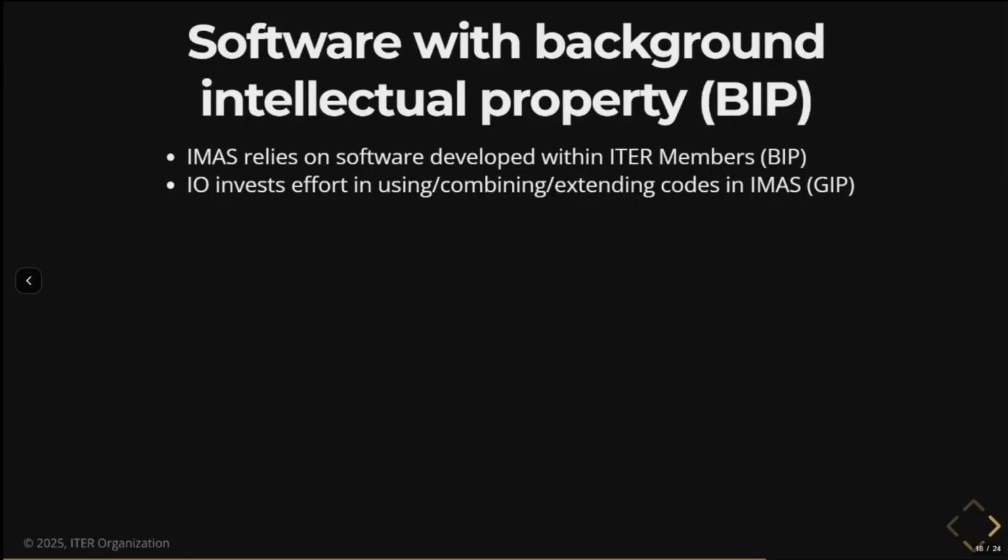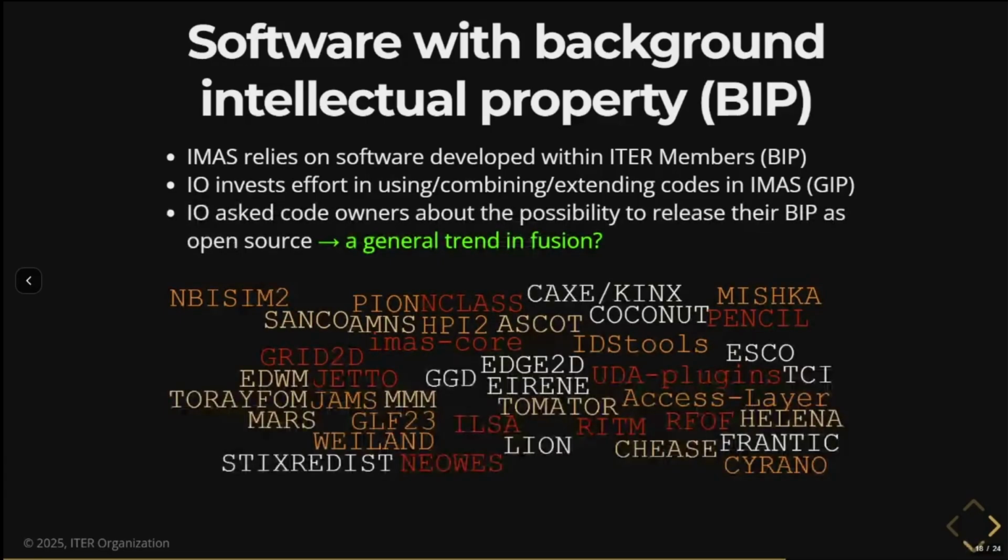So when and if we want to release this software as an integrated part of an open IMAS, then we need to have the owners of this software releasing their background IP also open source. And so for that, ITER organization starts sending requests to these code owners, labs, institutes, to ask if it's possible to release the background IP open source. And we hope that some of these will be straightforward, will get authorization, and that's going to generate or speed up a trend in Fusion.